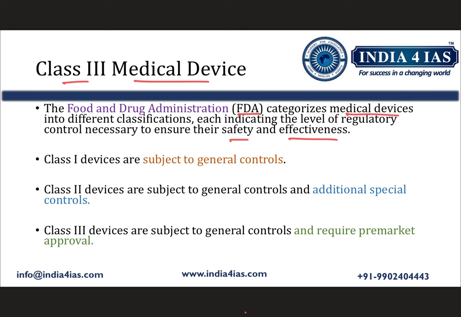Now we will look into the different classes of medical devices and the regulatory controls they undergo. The first one is class 1 devices which undergo general controls, class 2 devices are subjected to general controls and additional special controls, and class 3 devices are subjected to general controls and they require pre-market approval. And this Neuralink chip that is based on brain computer interface technology belongs to the class 3 type of medical devices. So it also requires general controls and it requires pre-market approval.